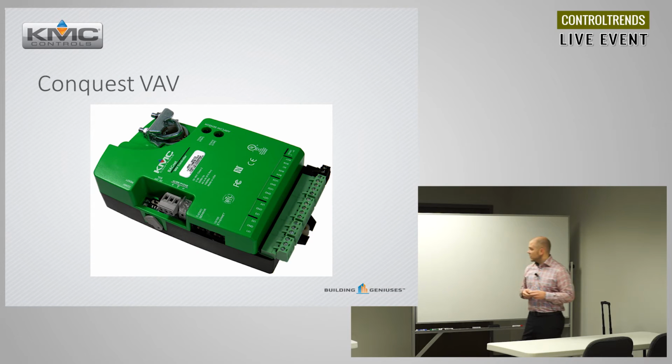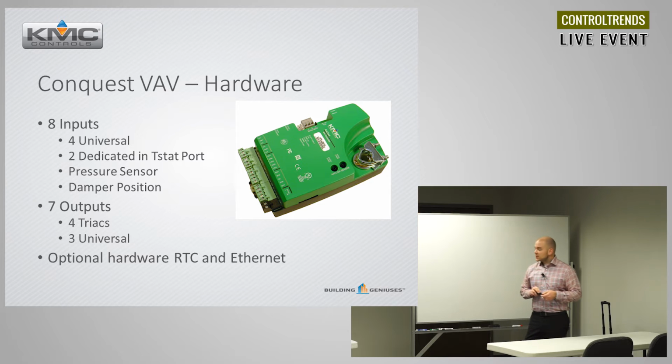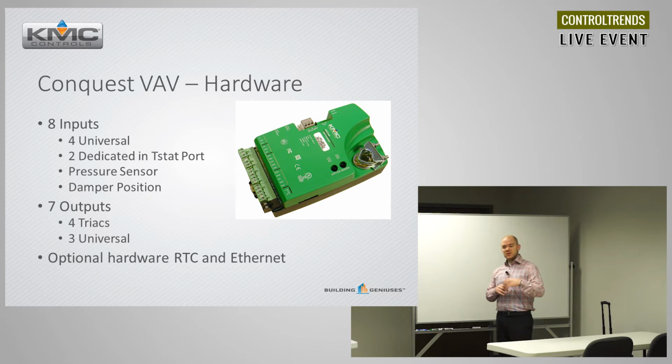Here's a picture of the new VAV. Again, looks fairly similar to Simply VAV. It's a little bit bigger. It's got a little more horsepower electronics inside. More inputs, more outputs. We've got 8 total inputs, 7 outputs. There's enough outputs there, just like Simply, to eliminate all those accessory relays that you need for floating valves or stage reheat. All that's driven direct from the controller. The controller has an integrated pressure sensor again and integrated damper position in the model.